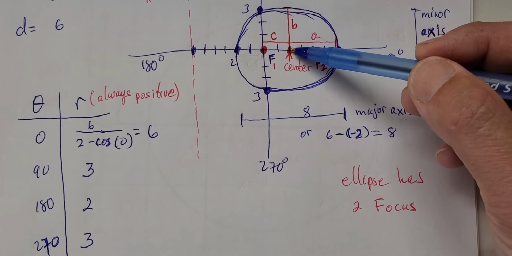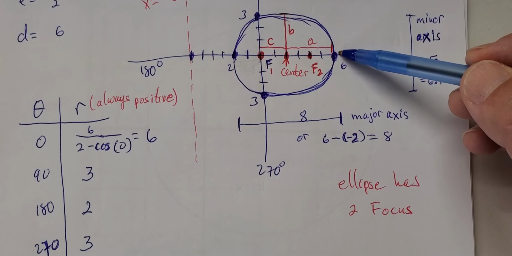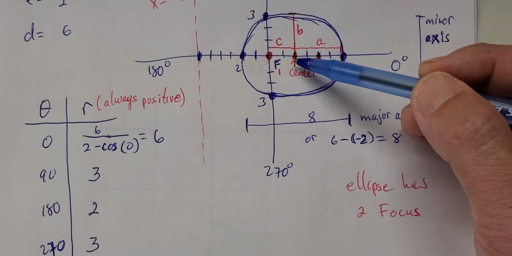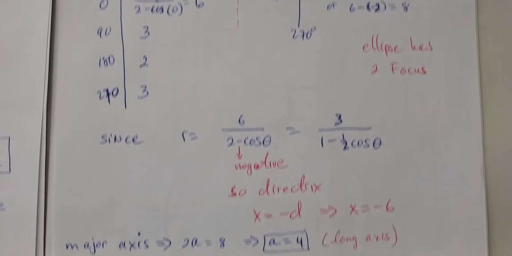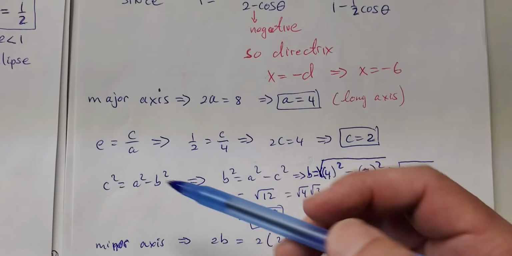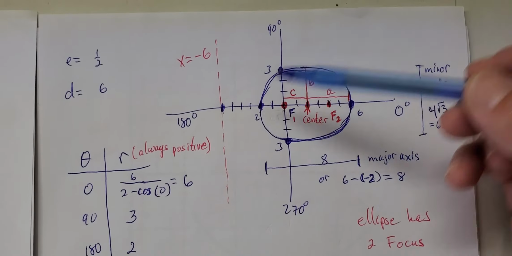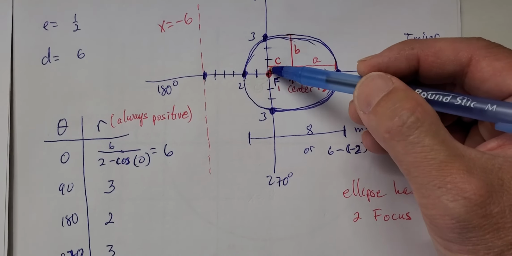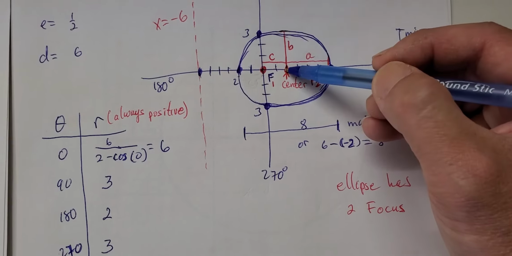So that's my center. My center is right here. From here to the vertex is 4. Same thing to the left side. From the center to the left is also 4. Now, because this is an ellipse, we need to find c and also b.